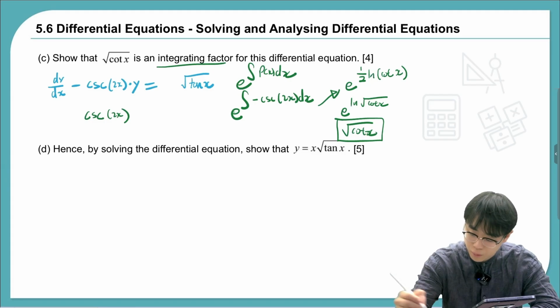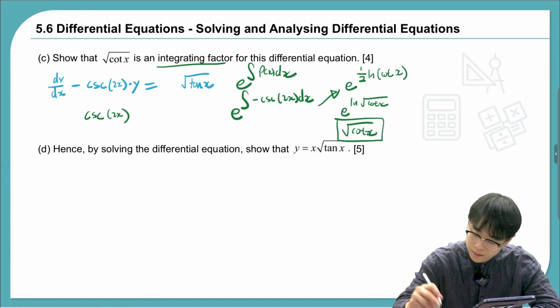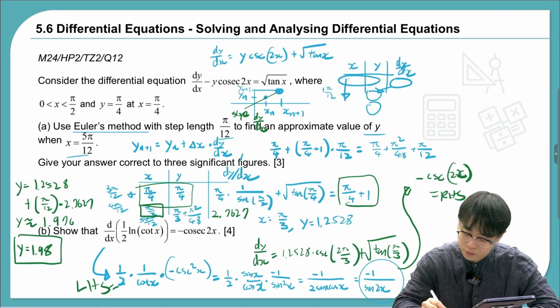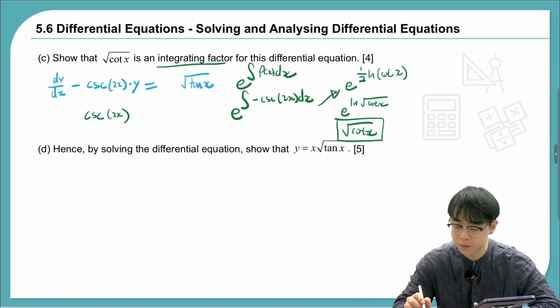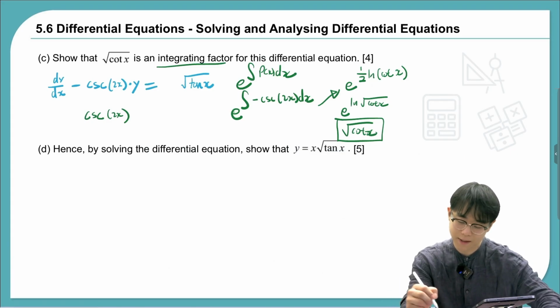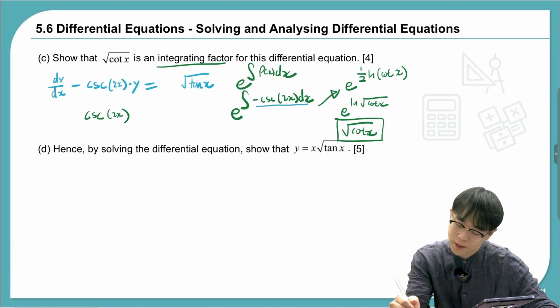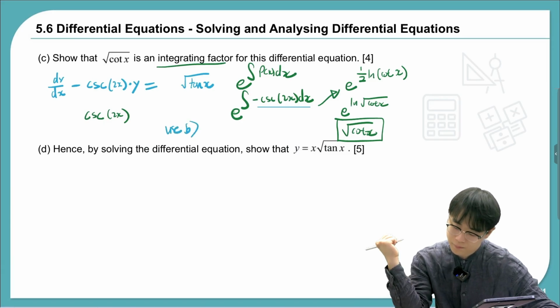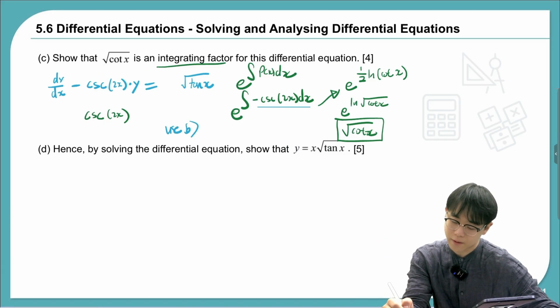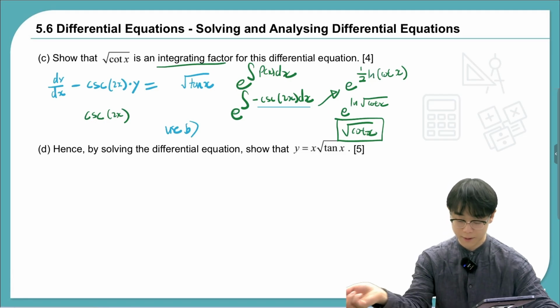Okay. If you want to check why this differentiates into this one, you could refer back to part B, right? So we showed that 1/2 ln cotangent x differentiates into negative cosecant 2x. So it's kind of like a "hence" thing. If you want to integrate this, we use part B. So we can say this is e to the power of 1/2 ln cotangent x.